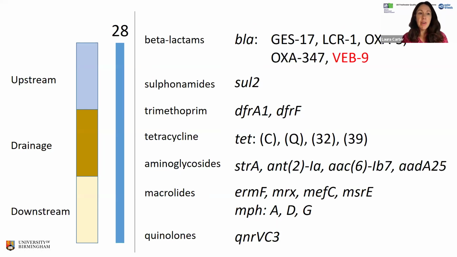Now, if we think about the 28 ARGs that are present across all three sites, there are a range of different ARGs that we were able to detect. I think the clinical relevance of some of these is questionable. There are a few ARGs that have been widely detected for a while, such as SOL2.